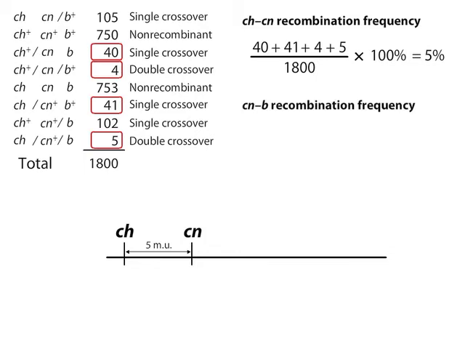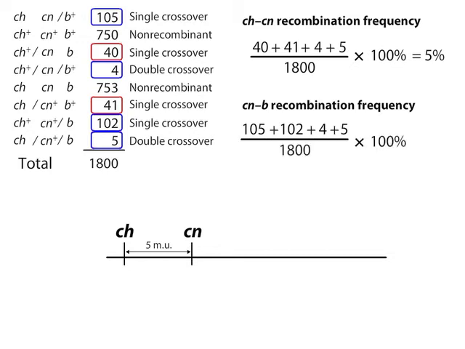Next, the cinnabar and black recombination frequency needs to be calculated in the same way. We add the cinnabar and black single crossover progeny counts, 105 and 102, to the double crossover progeny counts. The sum is divided by 1800 and multiplied by 100, resulting in 12%, or 12 map units. With these two frequencies calculated, we can place these loci in their relative positions to one another on a chromosome map. Cherub and cinnabar are 5 map units apart, while cinnabar and black are 12 map units apart.